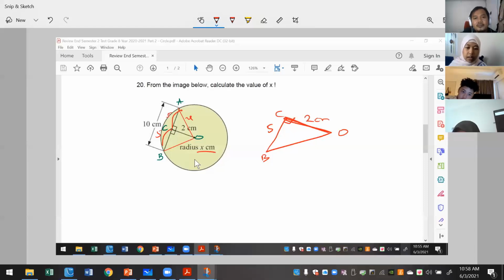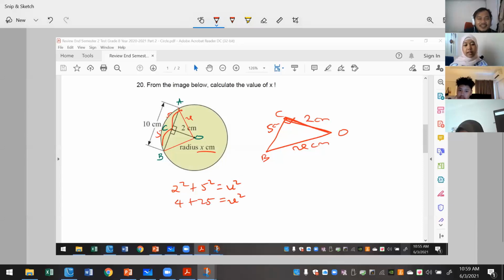Okay. And to find the x, since we use the Pythagorean theorem, the equation will be 2 squared plus 5 squared equals x squared. What's next? We add them up. It becomes 4 plus 25 equals x squared. Then x is the square root of 29. 29 comes from 25 plus 4. So x equals square root of 29. Okay.